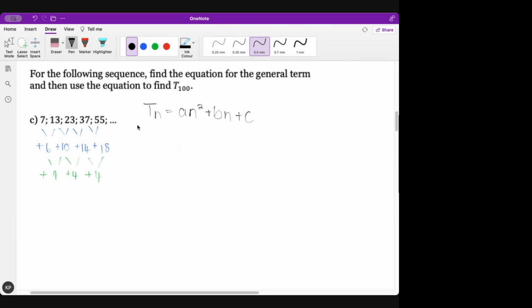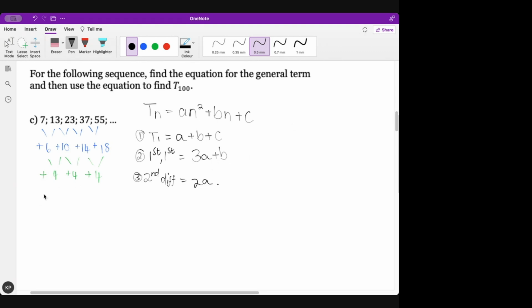First term, T1, is a plus b plus c. I'm rewriting that information I told you. The first difference, you guys know what I mean when I say the first difference, is equal to 3a plus b. And the second difference is 2a. I've written all the information down. What is the second difference? What is our second difference over here?